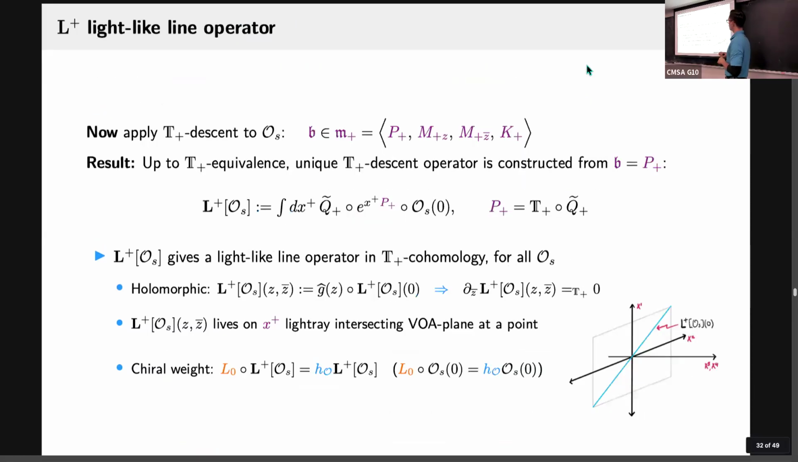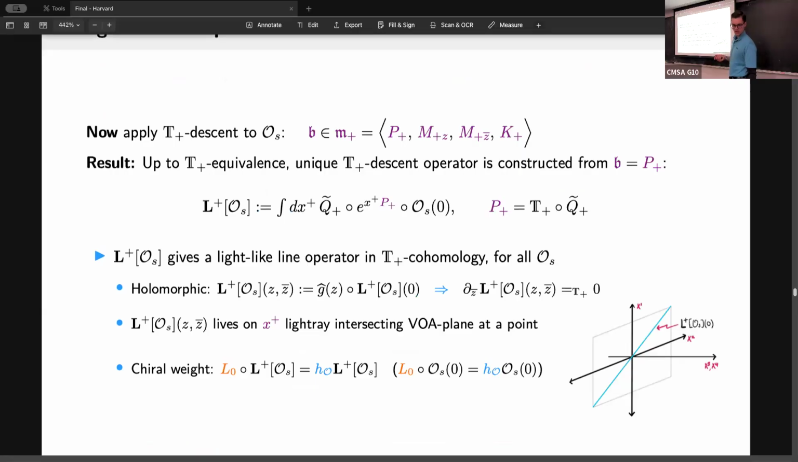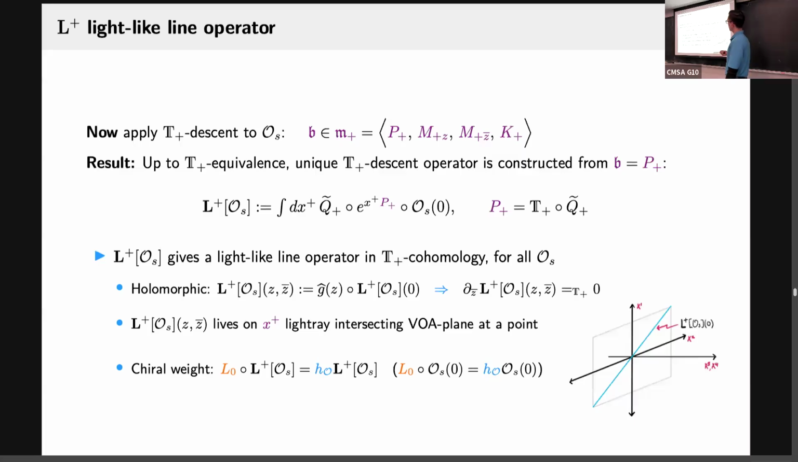Okay, so let's go through now what happens when we actually apply this to our cohomology setting. And I'm going to, in particular, just use notation here as if I'm working in T plus cohomology. So we're just going to apply the T plus descent procedure to a Schur operator.